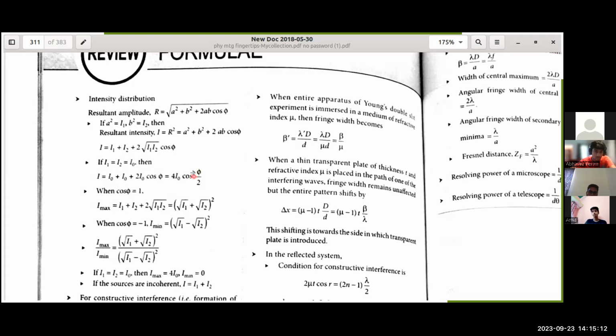By the way, see the first result. Tell me, before I0 cos square phi by 2, what is the minimum value of cos square? You're free to choose your phi. Tell me what is the minimum value of cos square. This is the minus one. This cos square. So one. Minimum value.